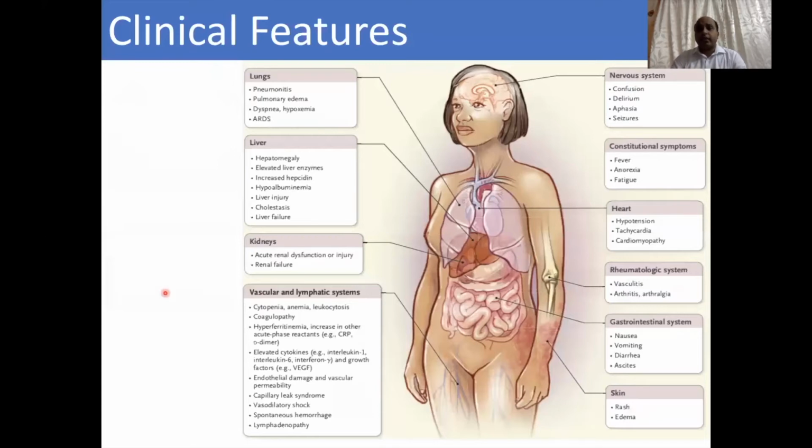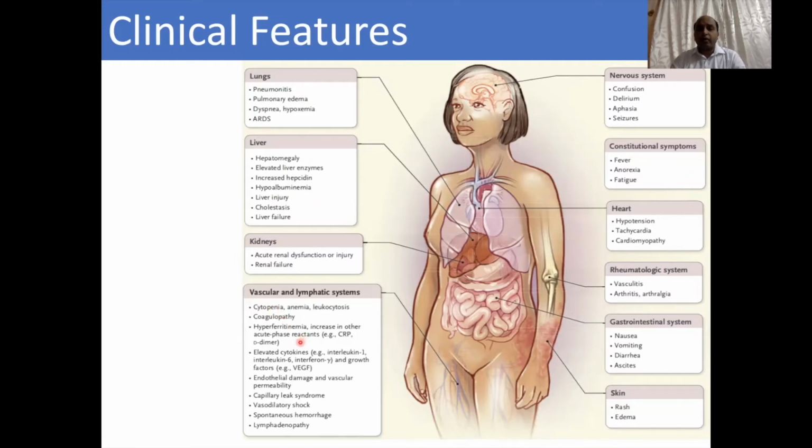What are the different pictures you will come across in a patient when you see different types of macrophage activation syndrome? In COVID, it is mostly confined to pneumonitis, a pulmonary ARDS-like picture, hypoxemia, and immunothrombosis in the setting of COVID. When it affects the liver, there is hepatomegaly, transaminitis, and hypoalbuminemia, which can cause diffuse anasarca. The kidney can also be affected, with acute renal dysfunction and renal failure, and different cytopenias, from pancytopenia to anemia to leukopenia, sometimes associated with leukocytosis also.